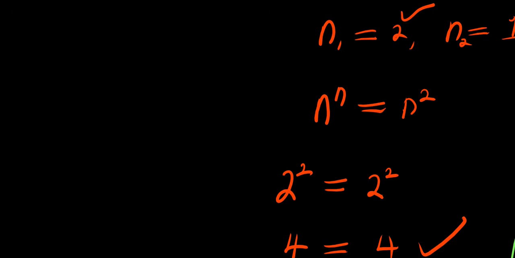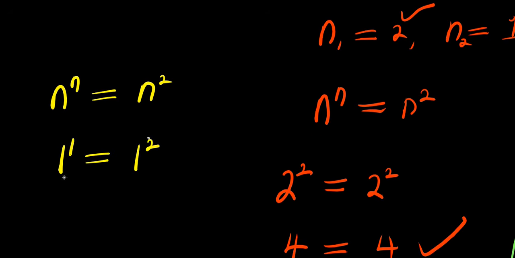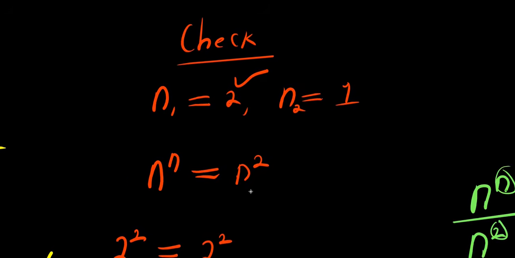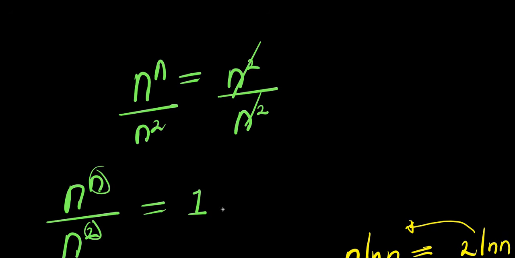Let's also check when n equals 1. We have n power n equals n power 2. And this time around, our n is 1. We have 1 power 1 equals 1 power 2. And 1 to the power of 1 is 1, equals 1 to the power of 2, which is 1. Both sides are the same. So guys, this is how you can easily solve this exponential problem and find all the values of n that will definitely satisfy this equation.